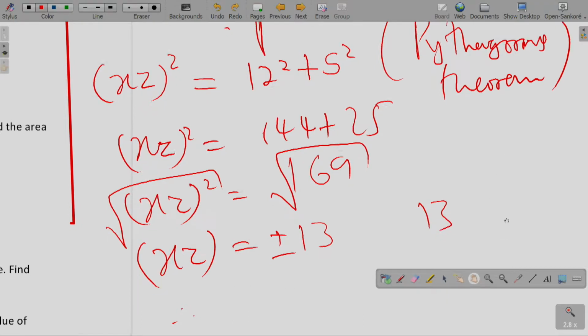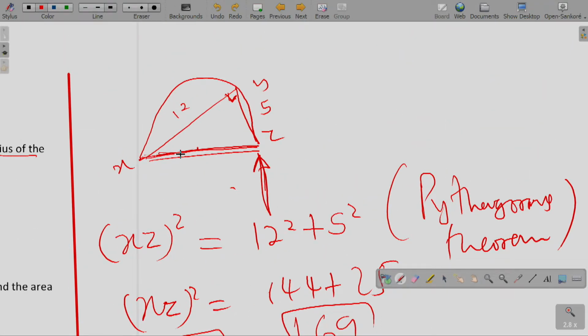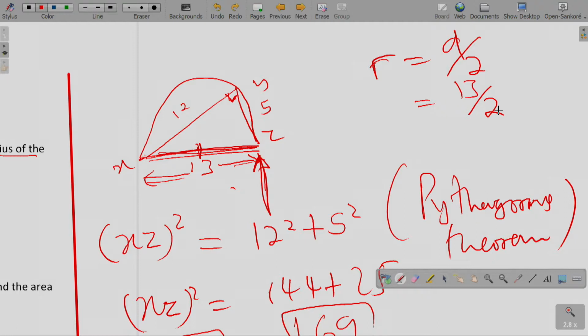Therefore XZ here is equal to 13, but you are told to find the radius. 13 is the diameter, so the radius is equal to diameter over 2. The diameter is equal to 13, so here we have 13 over 2, which is equal to 6.5 centimeters, and therefore the radius of the semicircle is equal to 6.5 centimeters.